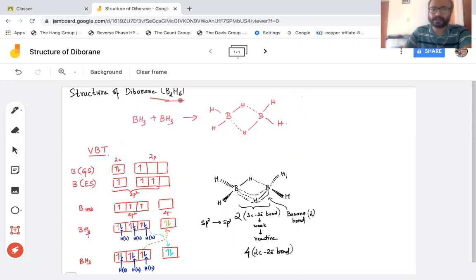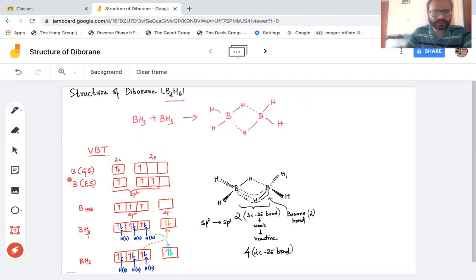to form the diborane. As I told you in previous classes, whenever a molecule is having electron deficiency, they try to form cluster compounds to compensate their electron deficiency. So that is what is happening here. Two BH3 molecules, both are electron deficient. So they are trying to compensate by forming a dimer. Now let us look at what is the nature of the dimer that is formed.